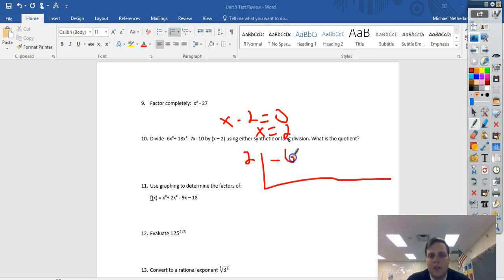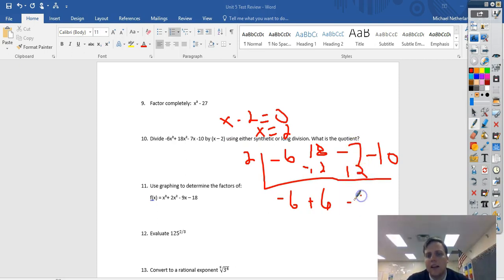And then I write negative 6, 18, negative 7, negative 10. Carry down, it's negative 6. Multiply, gives me negative 12. Add, that gives me a positive 6. 2 times positive 6 is 12. So that gives me a positive 5. 2 times 5 is 10. Negative 10 plus 10 is 0. So no remainder, that's nice.